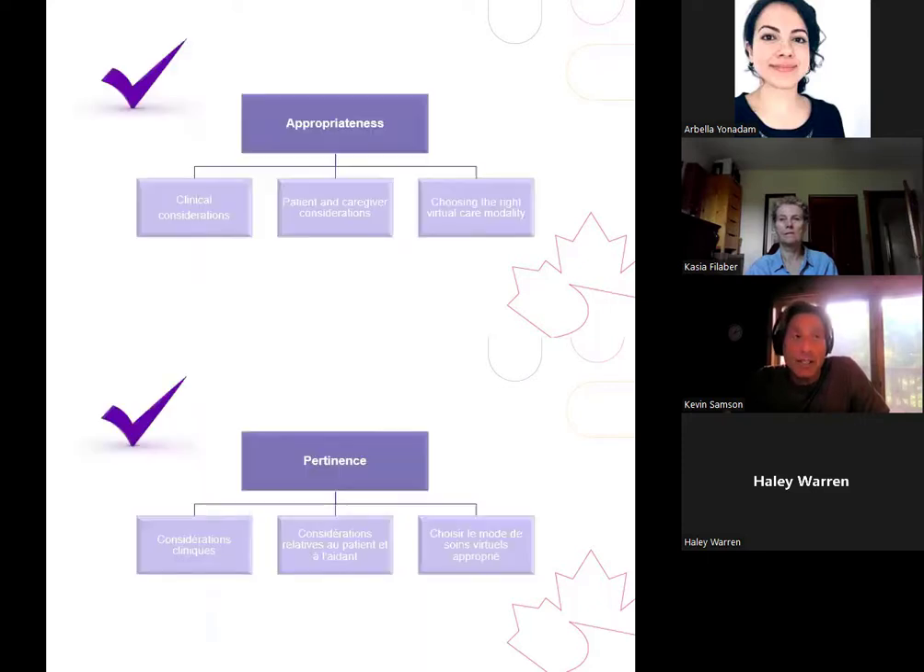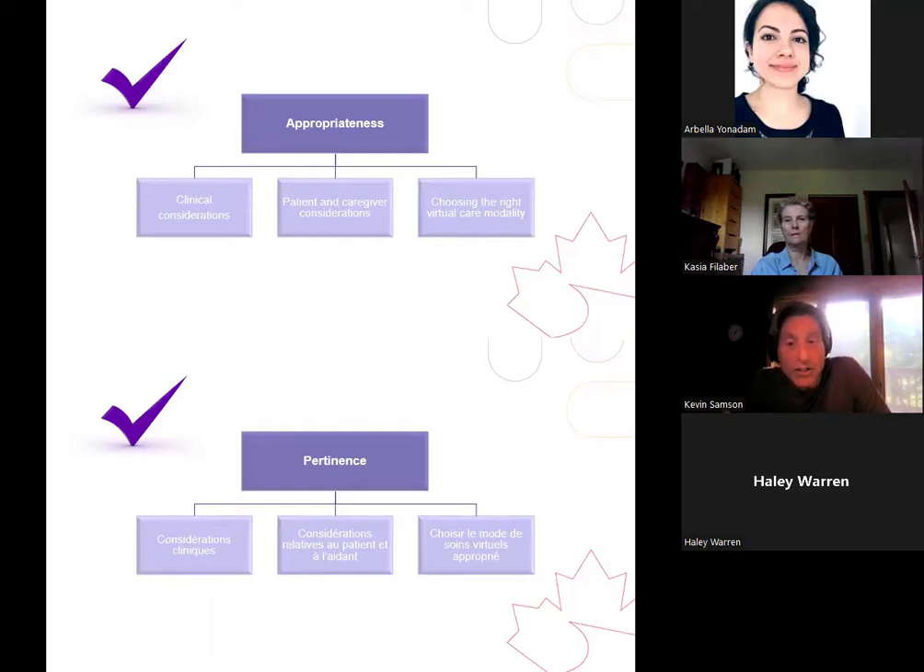We go to the next page, please. There we go. So the first section of the toolkit, as Haley was saying, is on appropriateness. When is it appropriate to use virtual care? And when is it probably best to see a patient in person? This is a big question in healthcare right now. It's challenging because there's so much to consider. The toolkit breaks this down nicely.